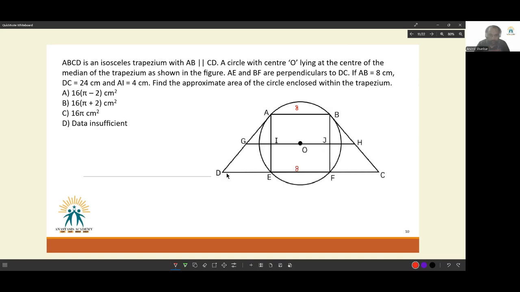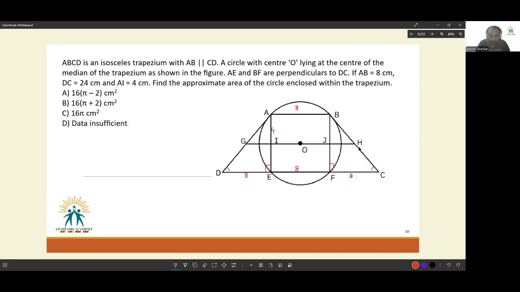And given this is an isosceles trapezium, this angle is equal to this angle. These are perpendiculars. This is 90. This is 90. So these two triangles are supposed to be similar. What will be the ratio of their sides? 1:1 only. So this length is also 8. This length is also 8. This is great. And AI is 4. This length is given as 4.